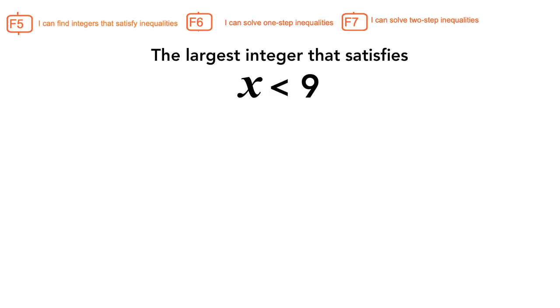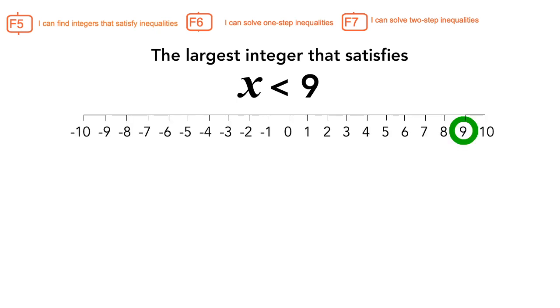Have a think about this question. What is the largest integer that satisfies this inequality? We know from this that the group of numbers are less than 9, so the largest whole number that is less than 9 is therefore 8.